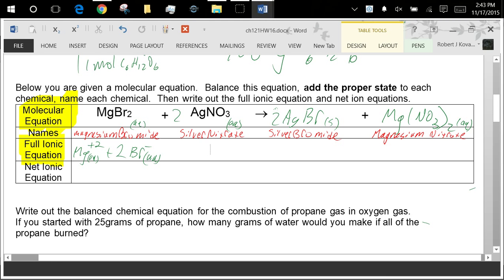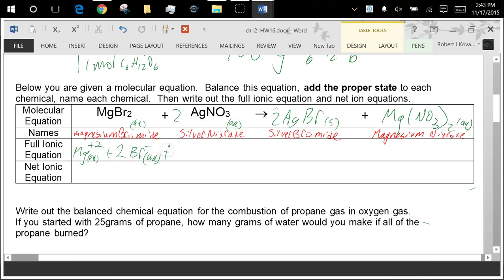Yeah, but with the 2 in front of the Br. You're right, I could erase the 2 and write Br negative aqueous. I could write it twice, but I'm not gonna do that. Nobody will do that. Well, I mean, somebody might do that, but I'm definitely not gonna do that. Okay, so now what do I write? What comes next?